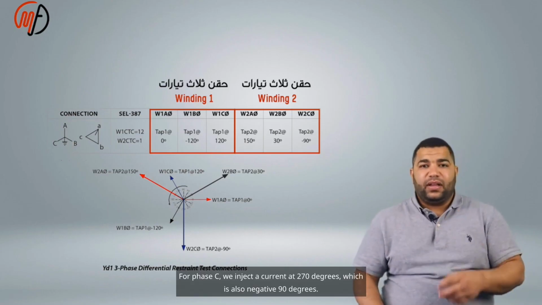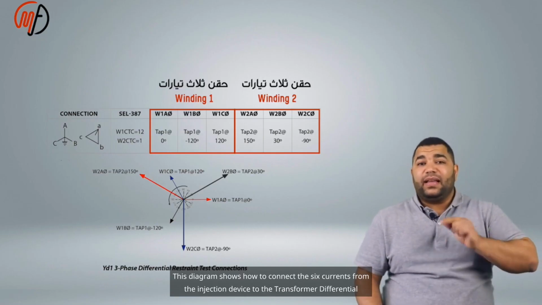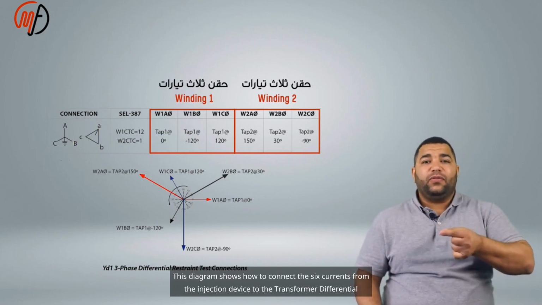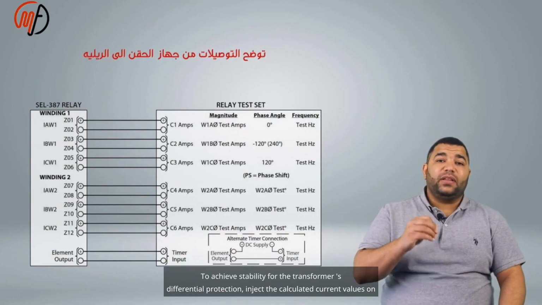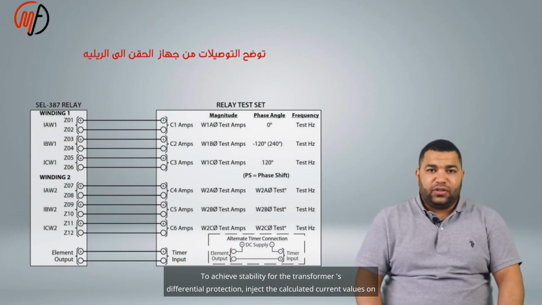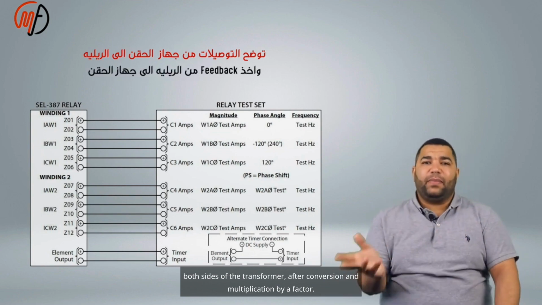For phase C, we inject a current at 270 degrees, which is also negative 90 degrees. This diagram shows how to connect the 6 currents from the injection device to the transformer differential relay. Take the output contact as feedback to the device. To achieve stability for the transformer's differential protection, inject the calculated current values on both sides of the transformer after conversion and multiplication by a factor.